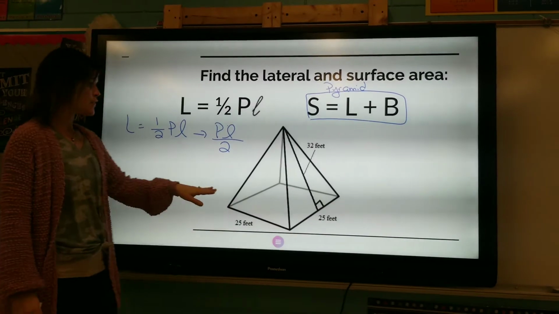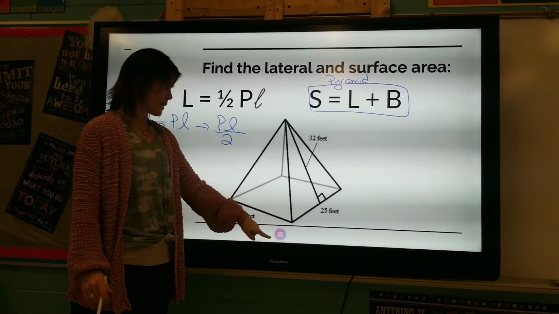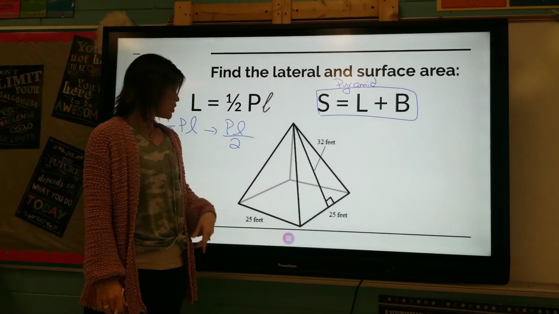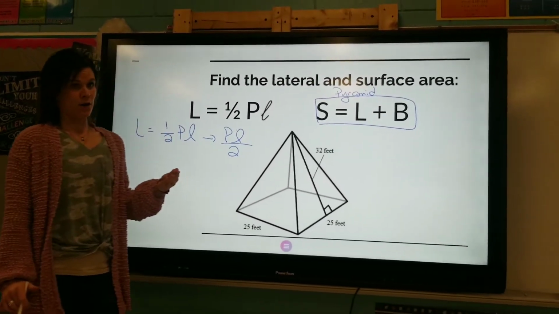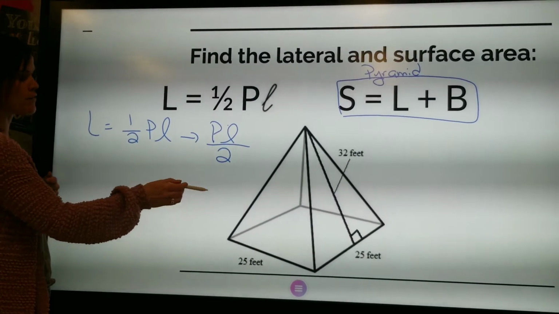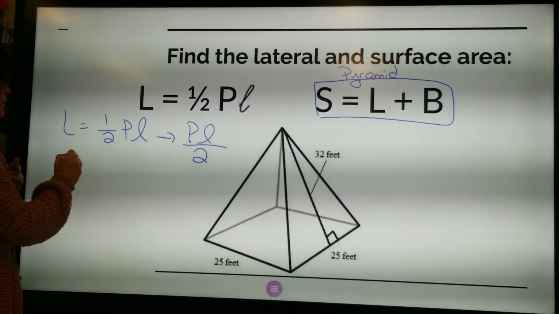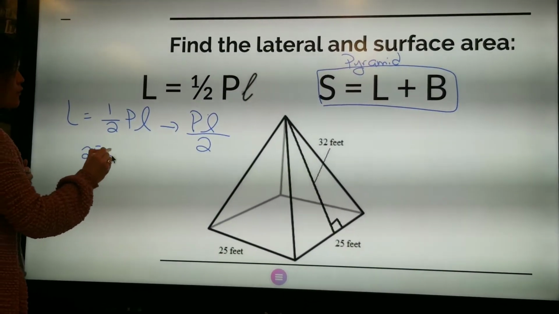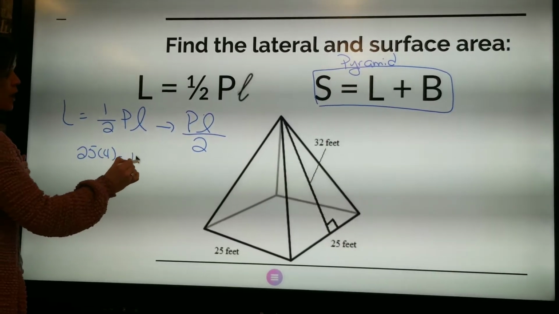So the first thing I do is find the perimeter of my base, and in this case, my base is a square, all my sides are equal. So how would I find that perimeter? Grace? Awesome. So we would take 25 plus 25 plus 25 plus 25, which is the same thing as 25 times 4, which is going to give us 100.